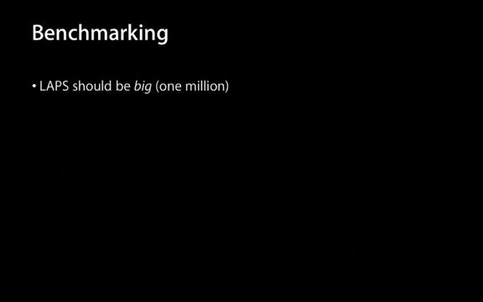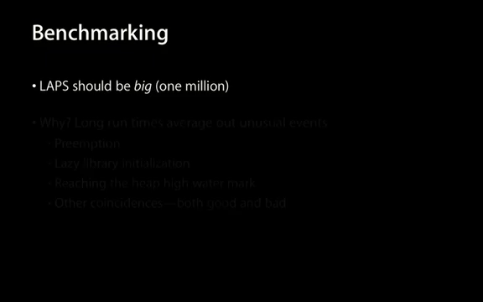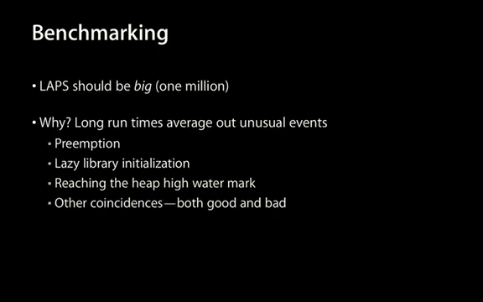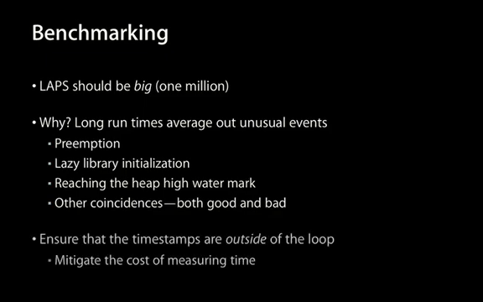So we'd like to recommend that the laps variable is huge, maybe like 1 million, whatever it takes to run it for like a minute. Well, why is that? Long run times average out unusual events: preemption, lazy library initialization, having the heap hit the high watermark, and other coincidences, both good and bad. The longer you run it, you can go for an average and just work with that result. And like I said earlier, if you ensure the timestamps are outside of the loop, you can mitigate the cost of the timing logic itself.